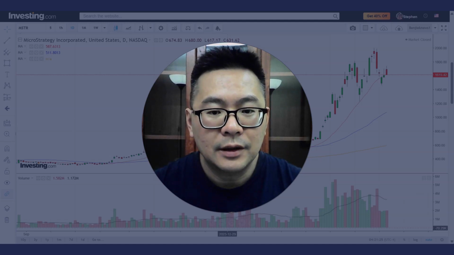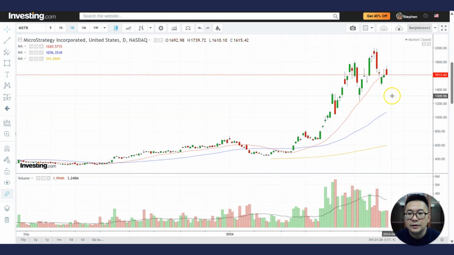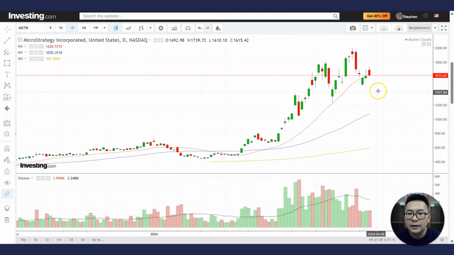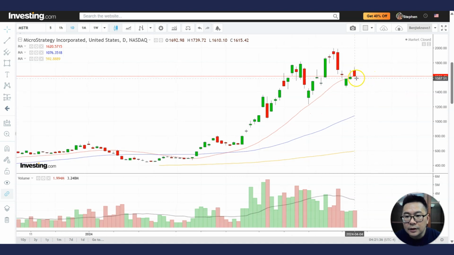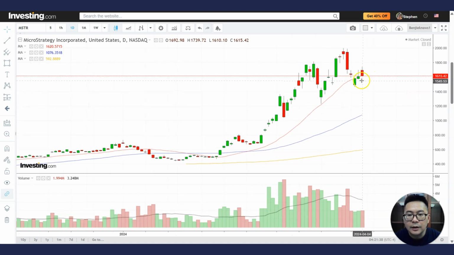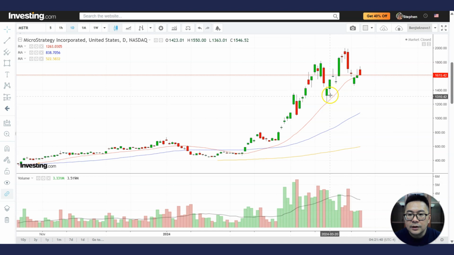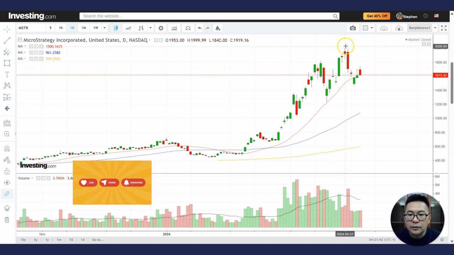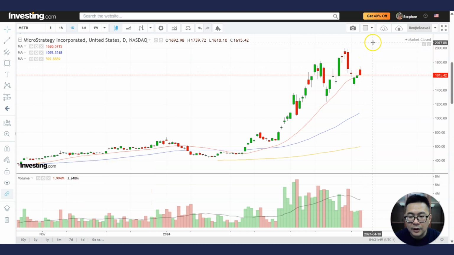Let's take a look at MicroStrategy. This is the daily chart, and yesterday it gapped up higher but closed a bit lower, touching the rising 20 MA. Now at this moment I would like to say that the stock has actually made a new high here, but at this moment it is not able to move above here yet.